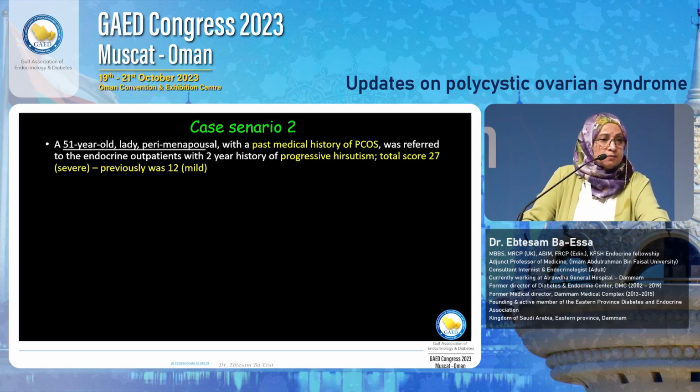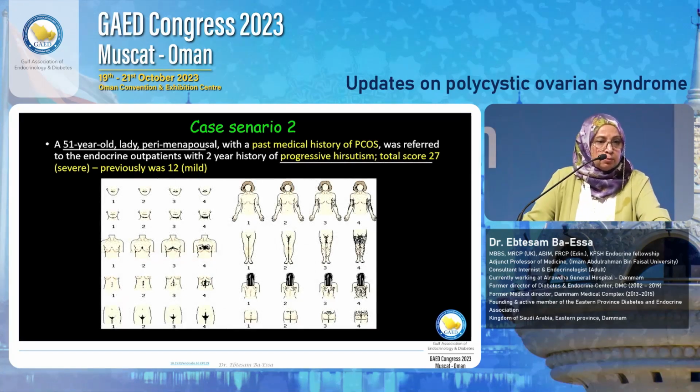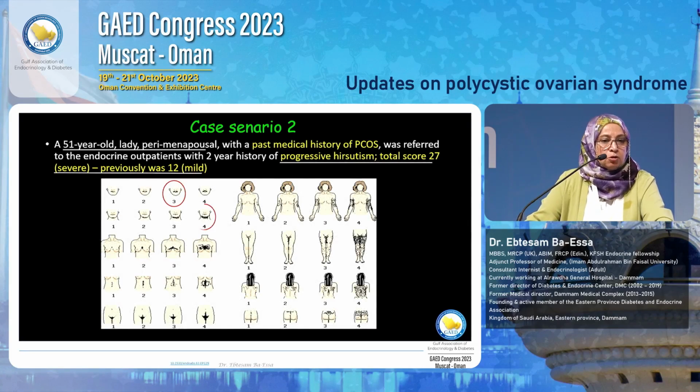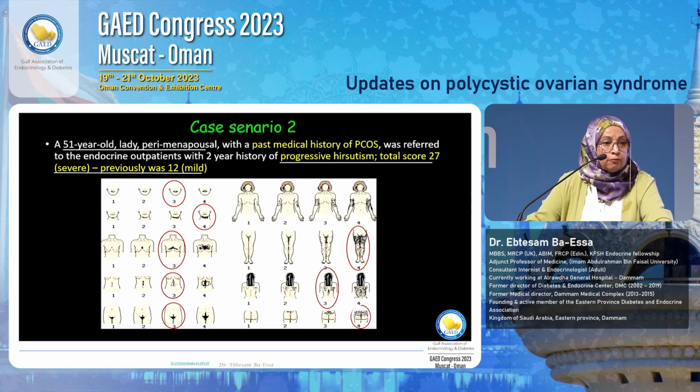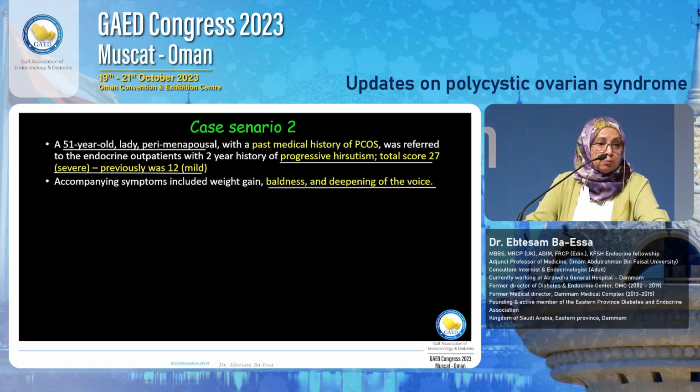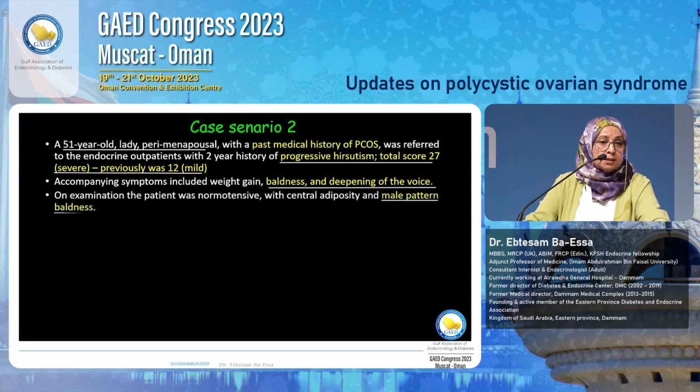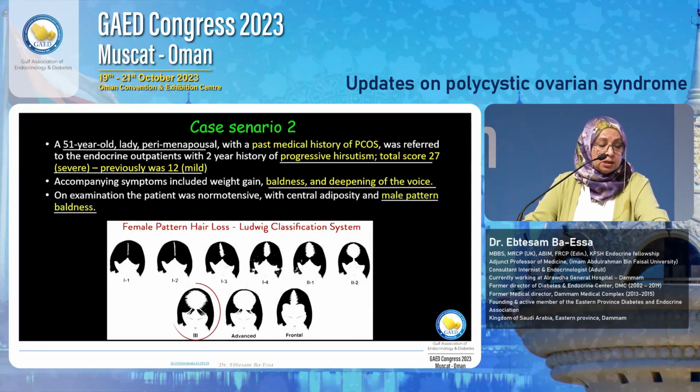This is a second case, a 51-year-old lady, perimenopausal, with past medical history of polycystic ovary disease, who was referred with a 2-year history of progressive hirsutism and deepening of voice. Her initial hirsutism score was 12. Now she presents with a score of 27, which is severe, accompanied by baldness and deepening of voice, and she has male pattern, grade 3 baldness.